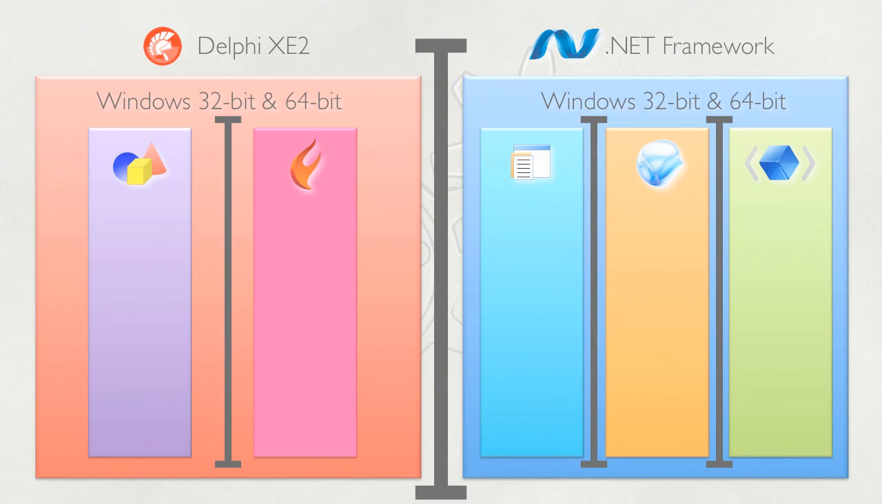Now, by default, these are all separated. They're each individual silos. You cannot mix VCL and FireMonkey. You cannot mix WinForms and Silverlight. And you cannot mix WPF and Silverlight, or any of these cannot be mixed together. And you especially can't mix Delphi and .NET. So you have to choose exactly which silo your application is going to live in, and your application is stuck there. It cannot move between the two.